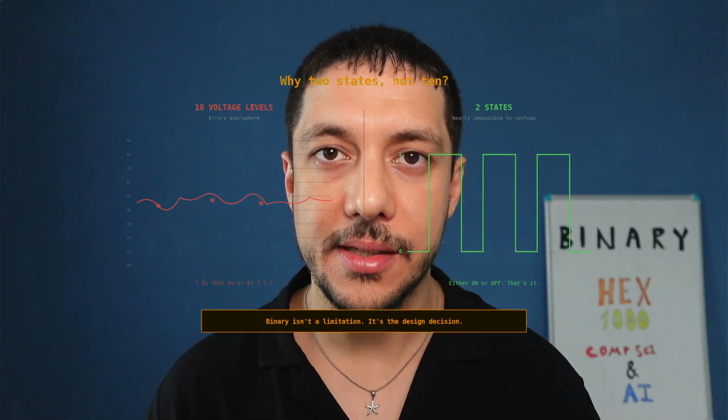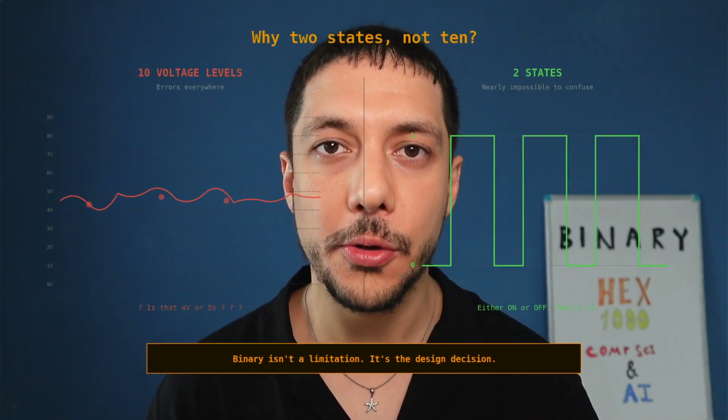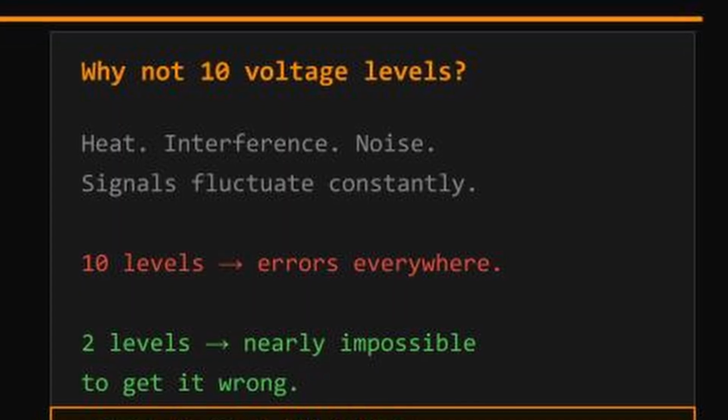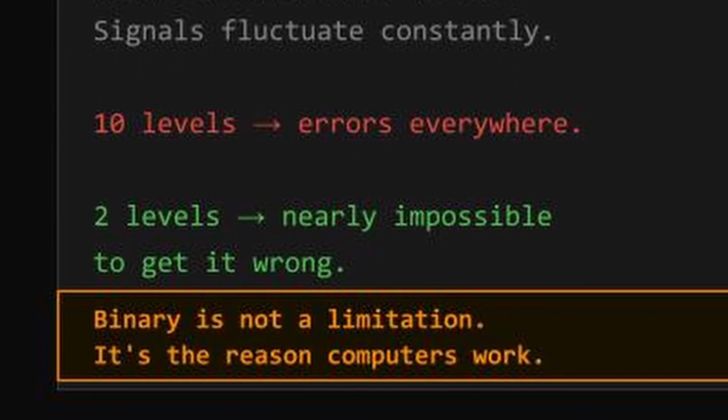Now, why not use 10 voltage levels? 0 volts for 0, 1 volt for 1, and all the way up. Because the real world is messy. Heat, interference, noise, tiny fluctuations. 10 levels would cause errors constantly, but 2 states are almost impossible to confuse. Binary isn't a limitation. It is the design decision that makes reliable computing possible. 1 transistor, 1 bit, a single 0 or 1.